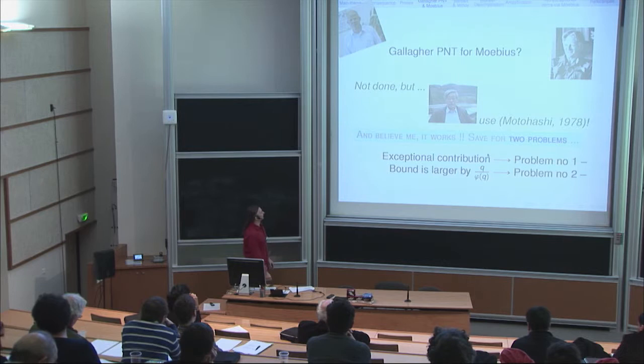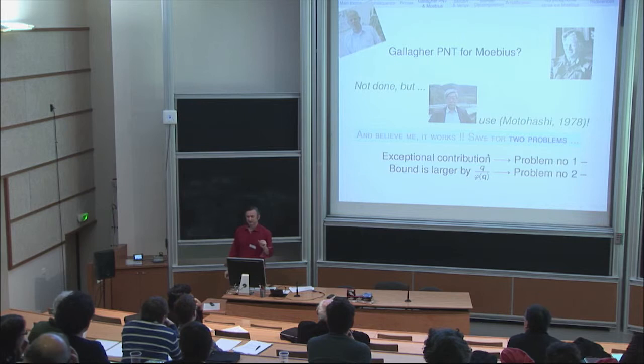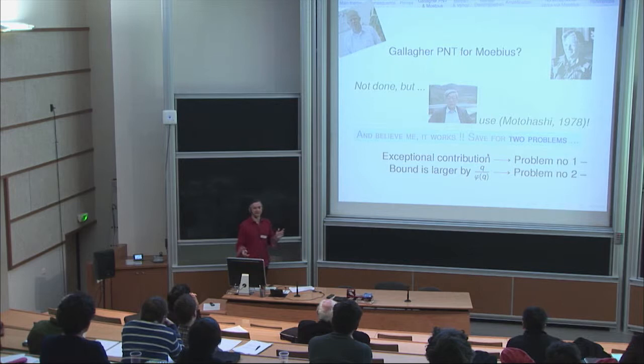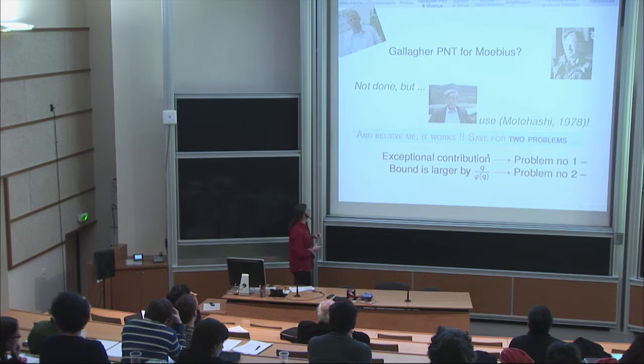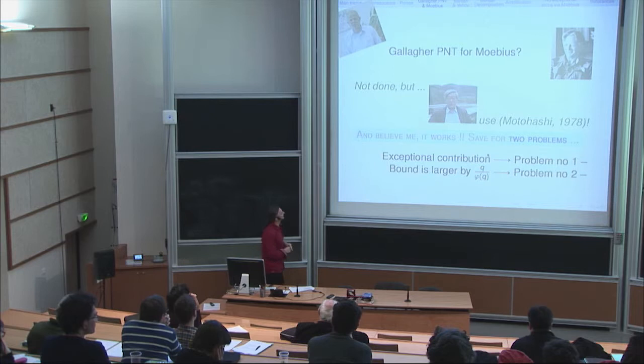There's a second problem: if you do that, there's a slight blemish. The result you get is larger by q upon phi of q. I'm very surprised that there should be this difference, but everything I can think of brings a bound which is slightly larger. I mean, q upon phi of q is log log q. It's not much larger. But still, since I'm looking for an optimal result, it's a bit surprising.